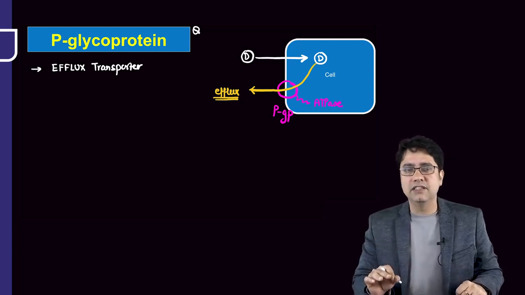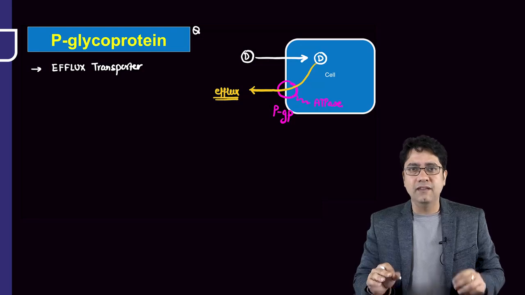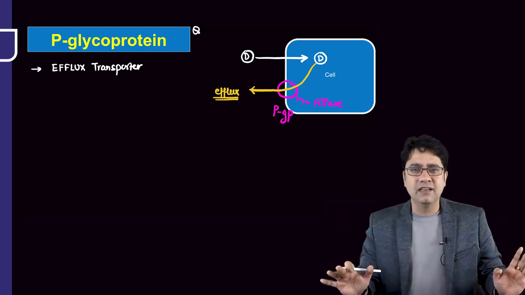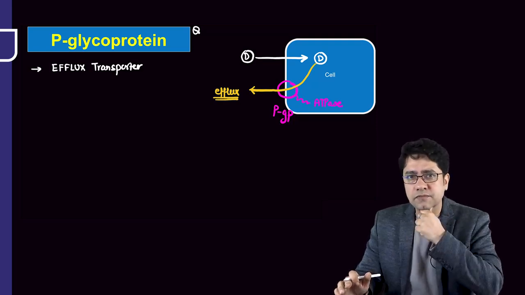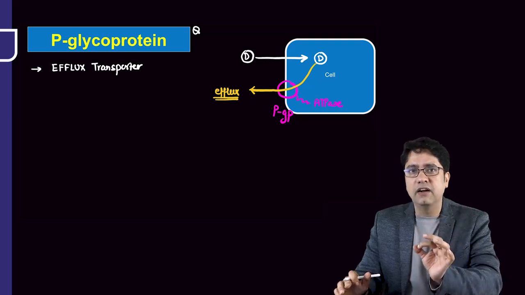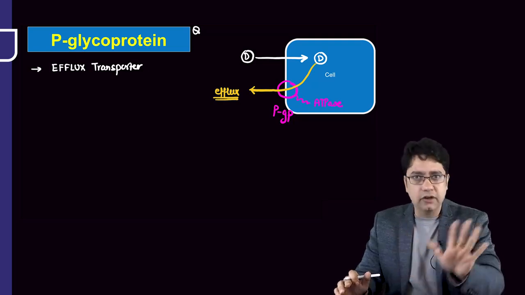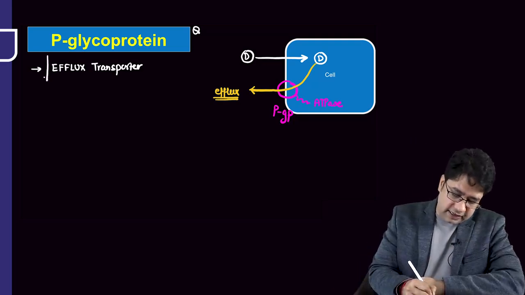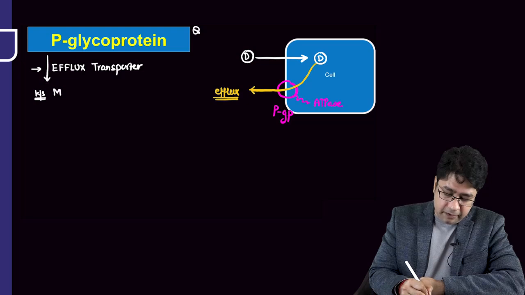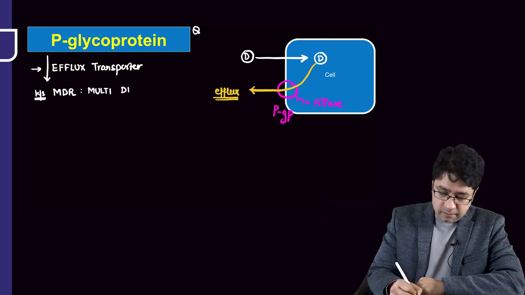So if any drug which is identified by P-glycoprotein is thrown back, can we say the drug levels in the body will reduce and the effect of the drug inside the body will not come? That is why P-glycoprotein has another name. P-glycoprotein is known as MDR transporter, which stands for multi-drug resistance transporter.